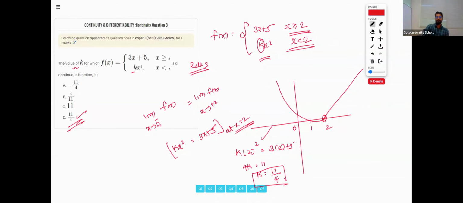If you replace k by 11 by 4, then only this will become continuous. Suppose k is not equal to 11 by 4, what will happen is this curve will have a discontinuity. It might jump to some other place. That is why this is the place where k must be equal to 11 by 4, so that the entire curve is continuous. Okay. I hope this makes more sense now, right?